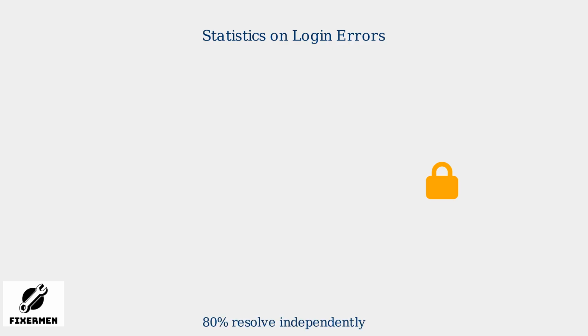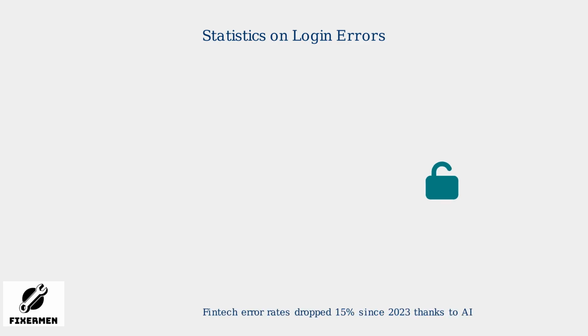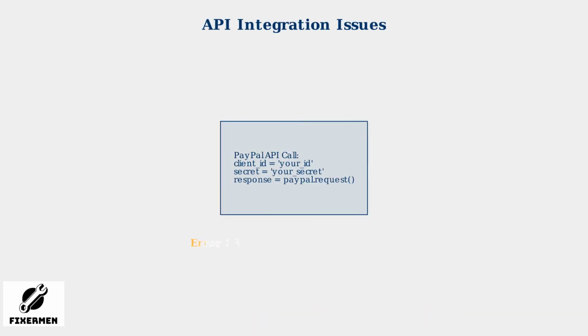However, in 10 to 15% of unresolved cases, the error persists, often linked to human error, such as forgotten passwords or incorrect account details. Globally, fintech login error rates have dropped 15% since 2023, thanks to advancements in artificial intelligence and fraud prevention technology. For developers integrating PayPal APIs, error 13113 often indicates issues with API credentials or rate limiting.